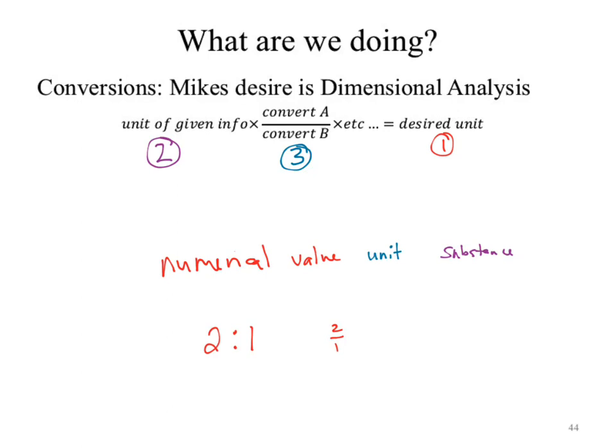Okay? So 2 over 1 is not a conversion factor. 2 over 1 is a numerical value. I don't want a numerical value. I want a conversion factor. 2 units of substance over 1 unit of substance. It's a different substance. Okay? We can do better than arbitrary units.